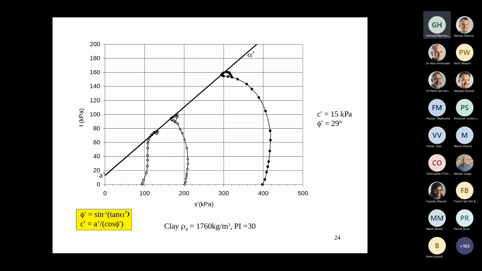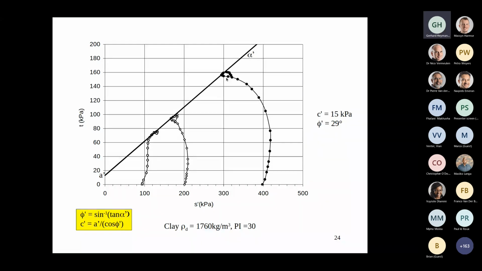Now, just to be clear, this line is not the Mohr-Coulomb failure envelope. Why not? Because it passes through the top. Remember, each one of these is the top of a Mohr circle, so it passes through the top of the Mohr circle. It's not tangential to the Mohr circle. But the beauty is that you don't have to specify which Mohr circle to use. You're using all the Mohr circles.